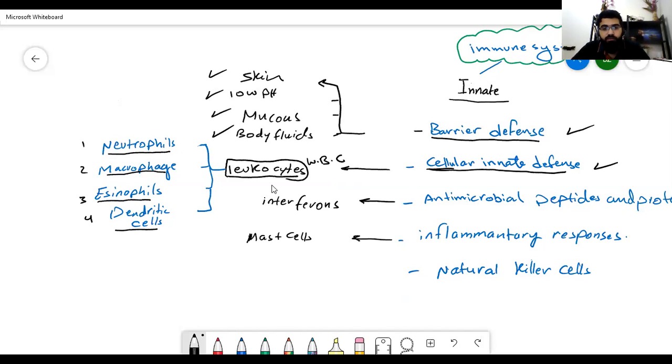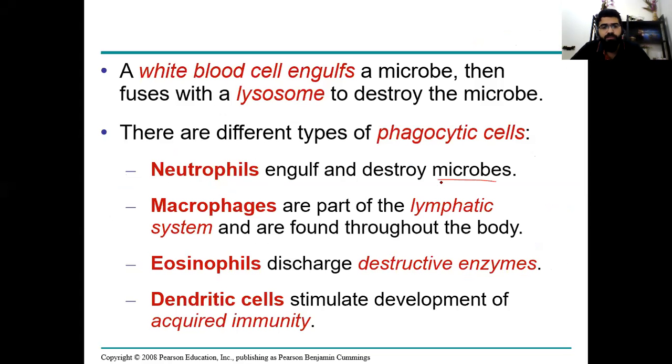As we said, they belong to cellular innate defense, which is innate, meaning non-specific cells. These cells engulf and destroy the pathogens, whatever the type of pathogen. Okay, let's see it in details. Neutrophils engulf and destroy the microbes. Macrophage are part of the lymphatic system. They're found in the lymph, and macrophage are found throughout the body. Also, they work for destroying the pathogens.